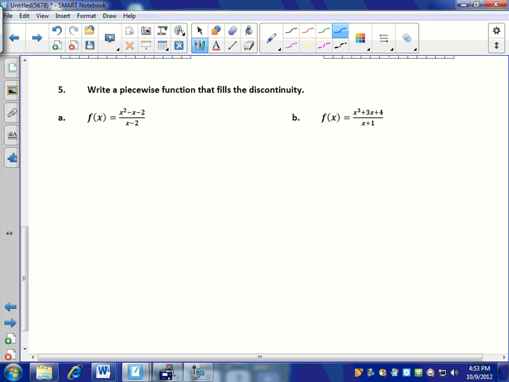Write a piecewise function that fills the discontinuity. Where is this discontinuous at? Discontinuous at 2. This one's discontinuous at negative 1. You should know that because you know you can't plug those numbers into the function and get a value. You get 0 in the denominator.